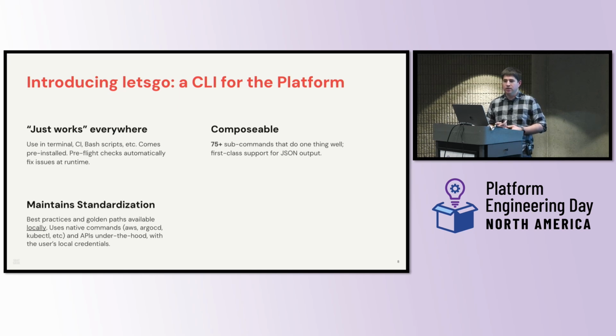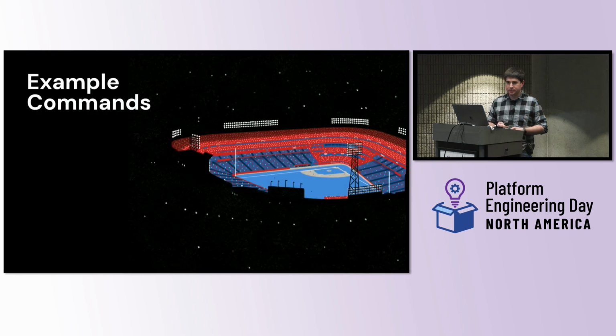It does it well. It has first-class support for JSON output, so you can chain these together. You can build really advanced automations in Bash, which makes it highly composable. Lastly, Letsgo is inner-sourced. So our team maintains the core, but all of our sister teams on platform and even our end users contribute back, which is really awesome.